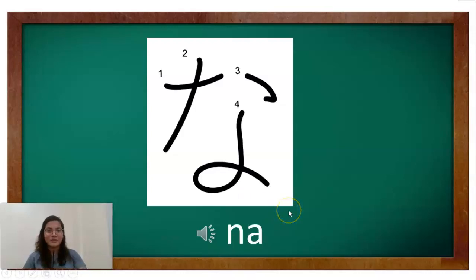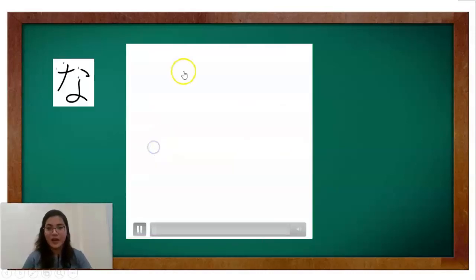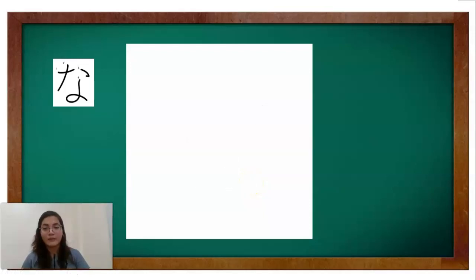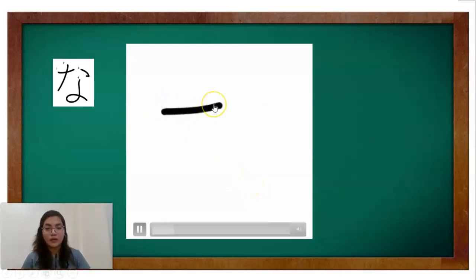And now let's proceed to the next row, which is the na row. Okay, na has 4 strokes. 1, 2, 3, and 4. Okay, let's try it again. 1, 2, 3, and 4.